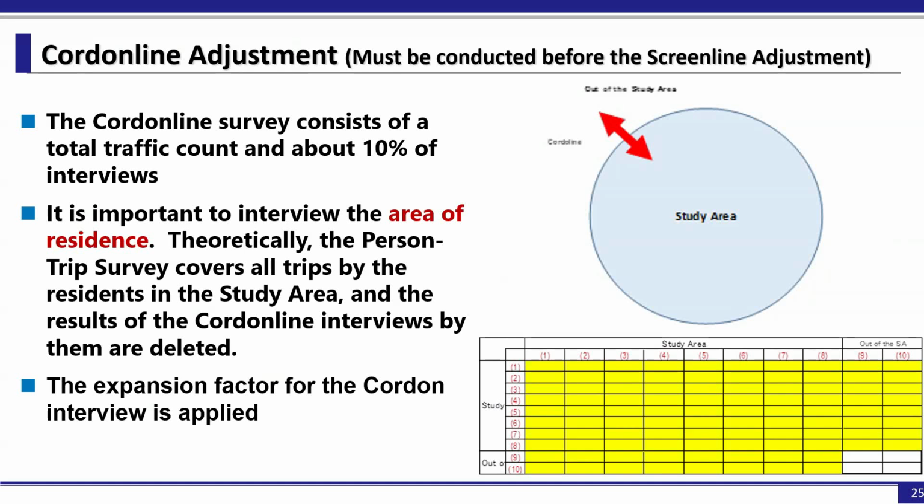Why? Theoretically, the person trip survey covers all trips by the residents in the study area. So if the sampled person lives in the study area, Nairobi metropolitan area, those samples will be deleted. As a result, just 15% or 20% of the samples are living outside the study area, so I deleted those from this result.